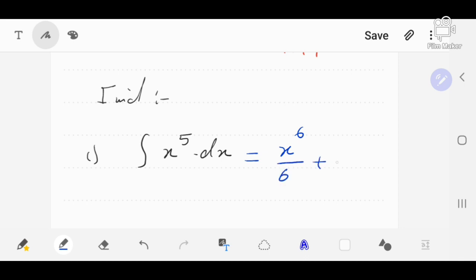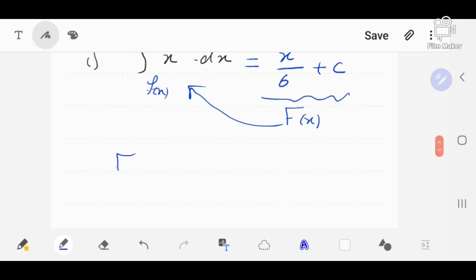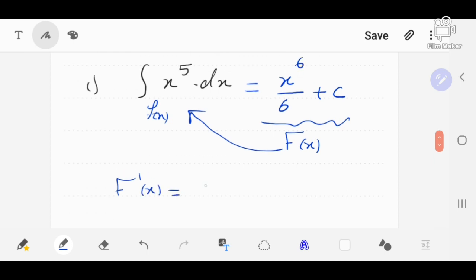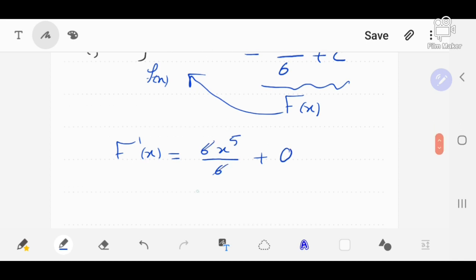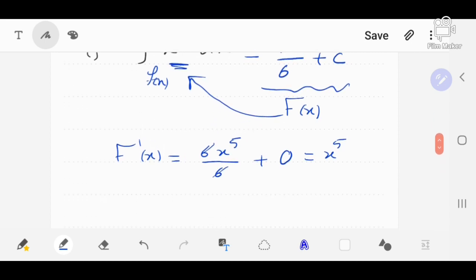How can I check? Simply, this is capital F of x. You need to derive it to get small f of x. So check that out. F prime of x is equal to 6x to the power of 5 divided by 6 plus derivative of any constant is 0. Now 6 with 6 will be cancelled, so this is only x to the power of 5, and that was your small f of x. So this works for powers.